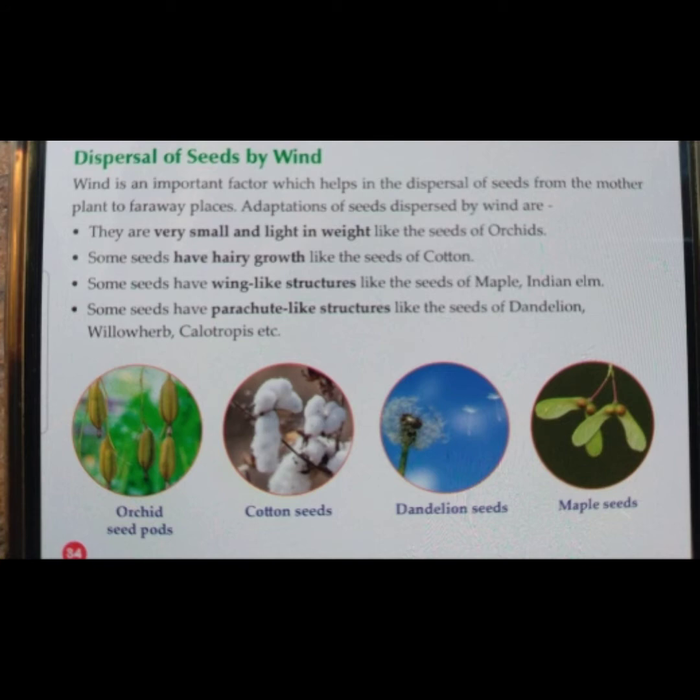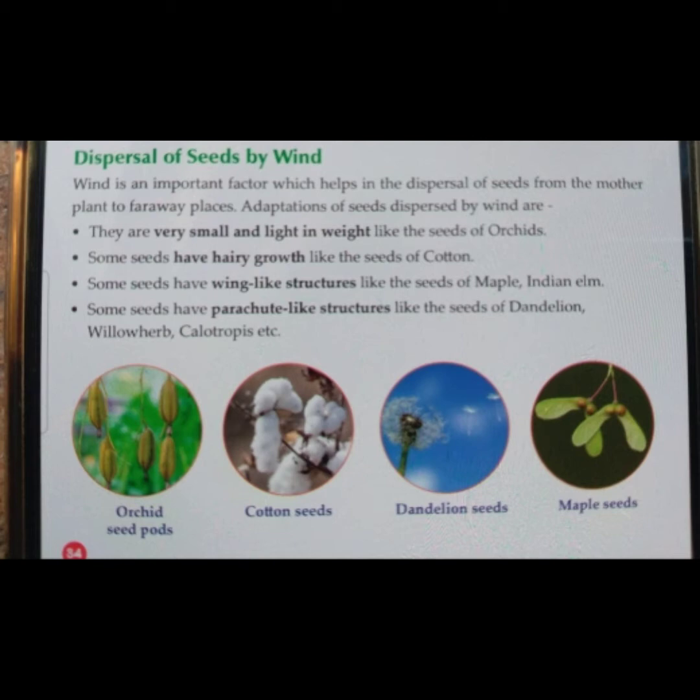So now we'll look into the first thing, that is dispersal of seeds by wind. So, wind is an important factor which helps for the dispersal of seeds from the mother plant into faraway places. So, for that, they should have some adaptations, the adaptations of seeds dispersed by wind. So, we'll look into that.